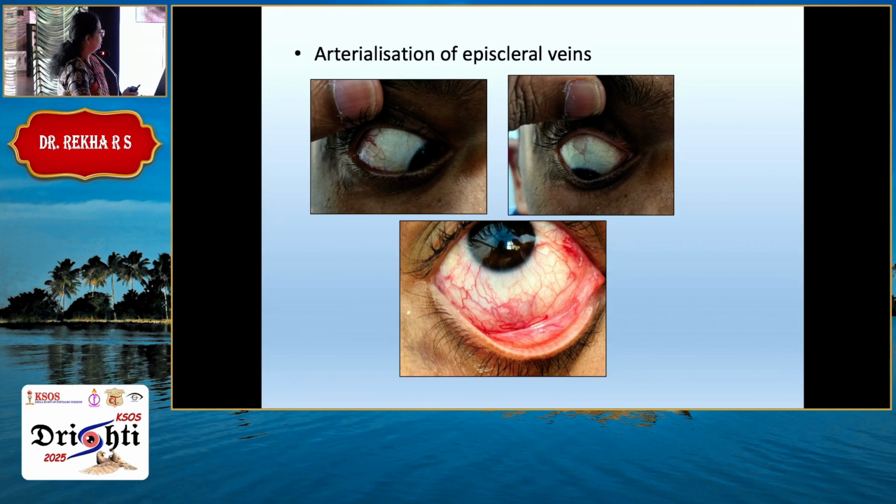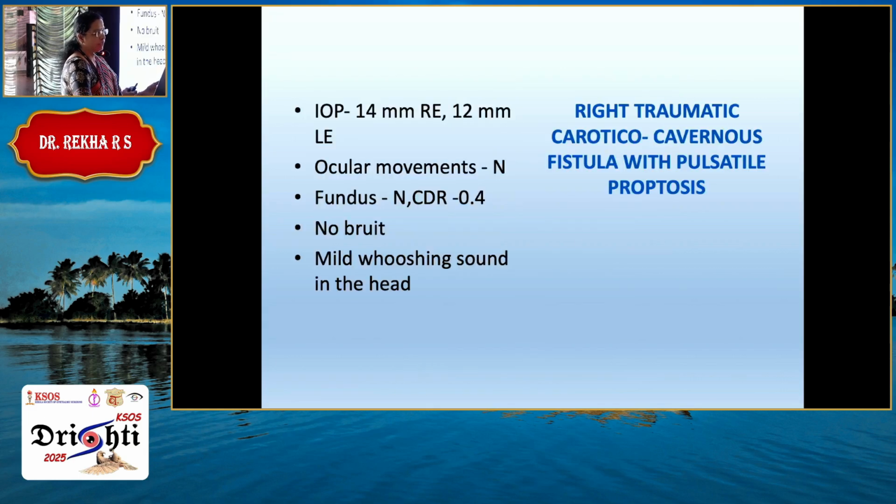On examination, you can see the dilated and tortuous episcleral vessels, which is called the arterialization of the episcleral veins throughout. The intraocular pressures, fundus, everything was within normal limits. There was no bruit, but on inquiry, he said he could hear a mild whooshing sound in the head. So, a provisional diagnosis of right traumatic carotid-cavernous fistula with pulsatile proptosis was made.